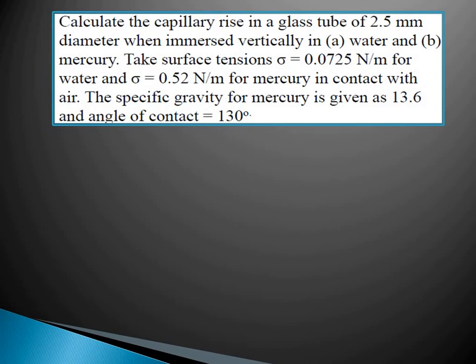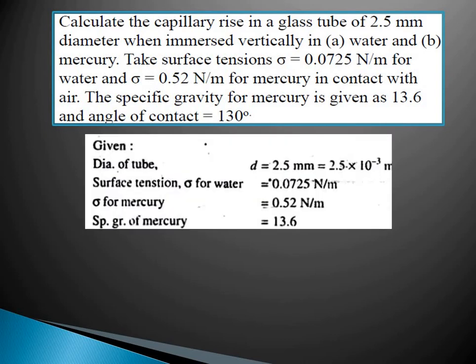From this we have to calculate the capillarity rise. Again, the interesting thing is that the specific gravity for mercury is given as 13.6. Why is it not given for water? Think on this, because specific gravity is nothing but the density of the fluid divided by the density of a standard fluid, and the standard fluid we consider is water. So the specific gravity of mercury is 13.6. For water it is equal to 1, because it is the ratio of the density of water to the density of water.